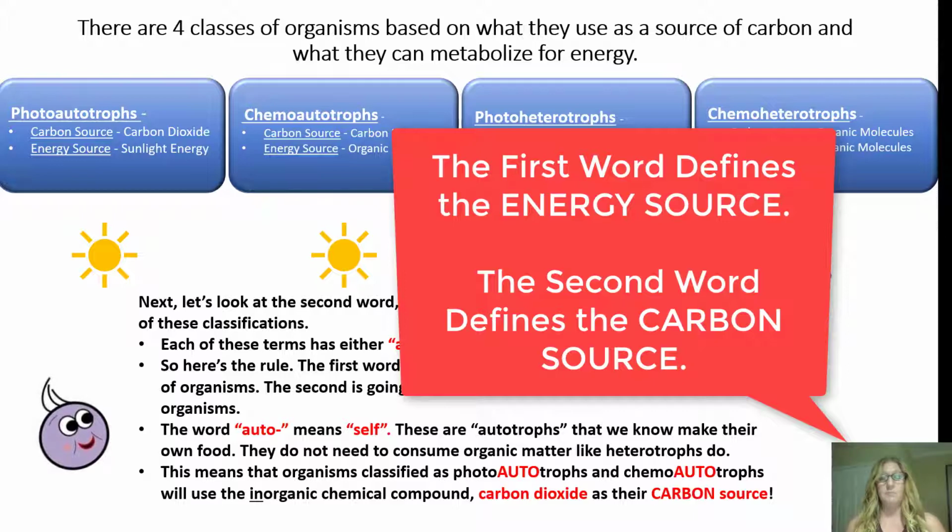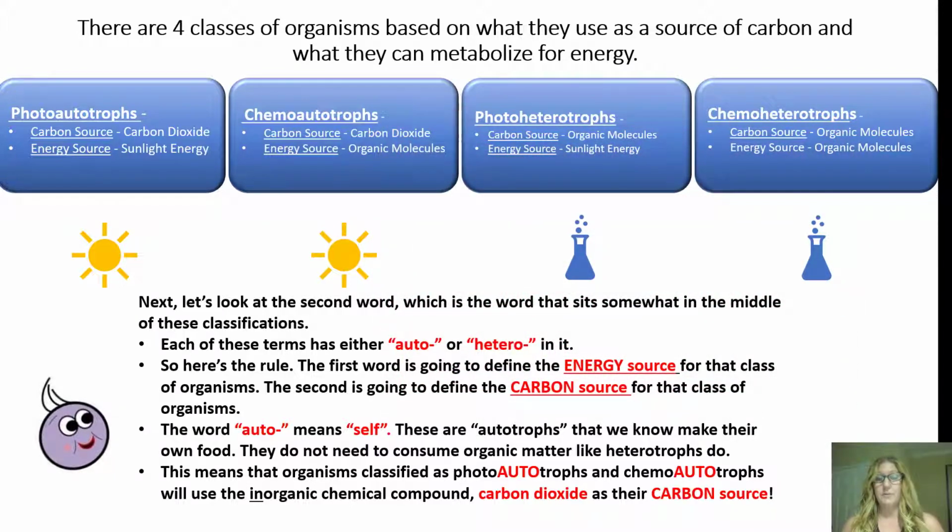The word auto means self. These are your autotrophs. We know that these make their own food. They do not need to consume organic matter like heterotrophs do. So organisms that are classified as photoautotrophs and chemoautotrophs will use inorganic chemical compounds like carbon dioxide as their carbon source.